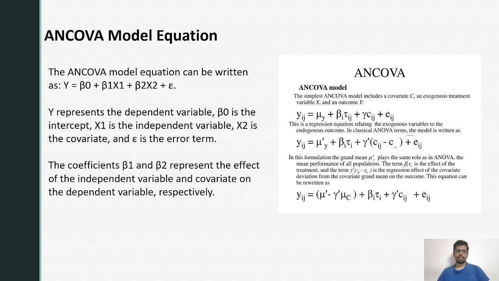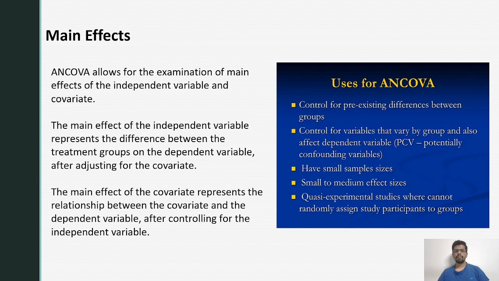ANCOVA model equation. The ANCOVA model equation can be written as Y equals beta 0 plus beta 1 x1 plus beta 2 x2 plus e. Y represents the dependent variable, beta 0 is the intercept, x1 is the independent variable, x2 is the covariate, and e is the error term. The coefficients beta 1 and beta 2 represent the effect of the independent variable and the covariate on the dependent variable respectively.